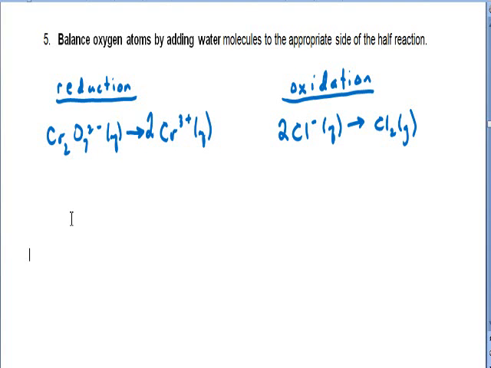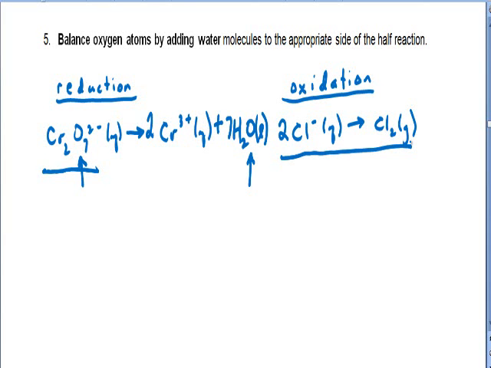If we notice in the reduction half reaction, the dichromate ion contains 7 oxygen atoms, which we need to balance. We balance this out by adding 7 H2O molecules to the opposite side of the equation. The 7 H2O molecules add in 7 oxygen atoms to balance the equation. In our oxidation half reaction, we do not need to add any water molecules because no oxygen atoms appear in the oxidation half reaction.